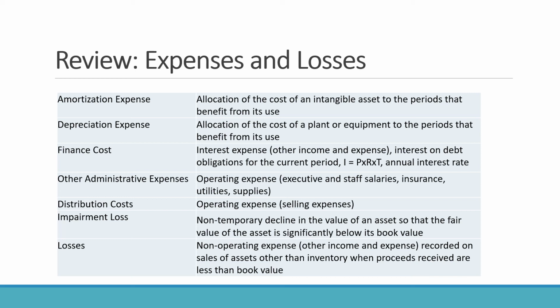And then two types of losses: impairment losses that we discussed in connection with long-term assets. An impairment loss is a non-temporary decline in the value of an asset so that the fair value of the asset is significantly below its book value. So we need to write it down and record the impairment loss. Under IFRS, you can record a recovery of impairment back up to the original book value if the fair value subsequently goes back up. That recovery of impairment would be reported as a gain.